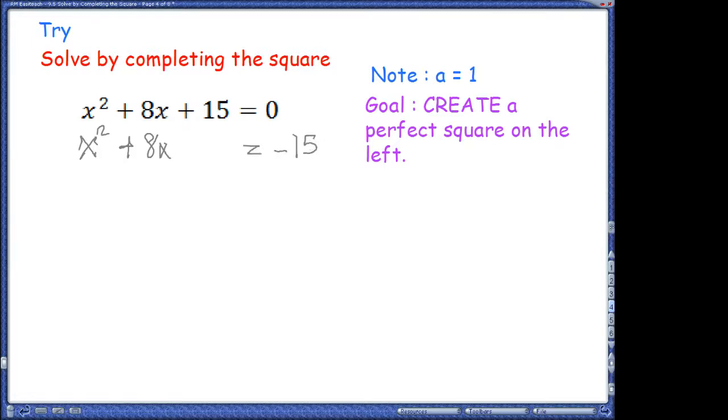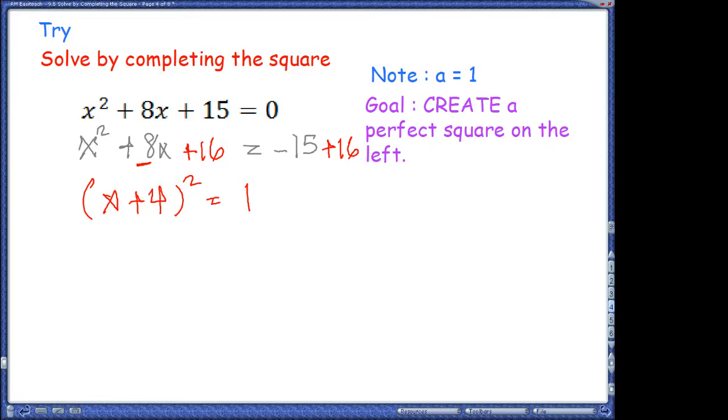And now to create a perfect square on the left, we're going to take the 8, half it, which is 4, square it, which is 16. We add 16. But you cannot just add it to one side of the equation, you're going to add it to the other side as well. On the left, you have created a perfect square of x plus 4. On the right side, we have 1.